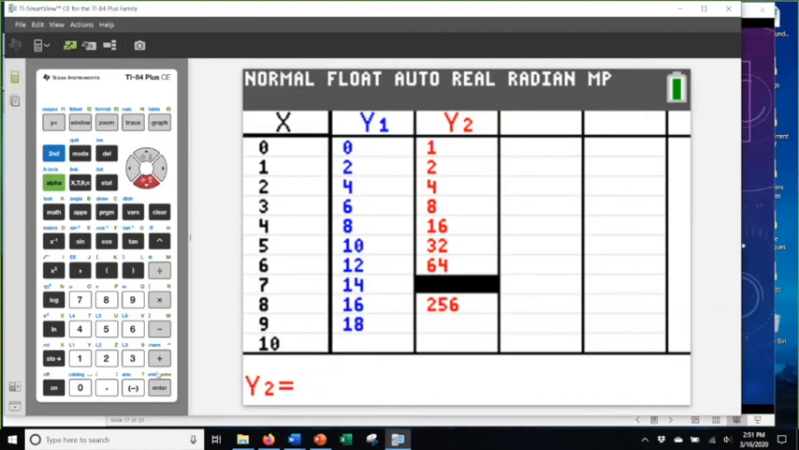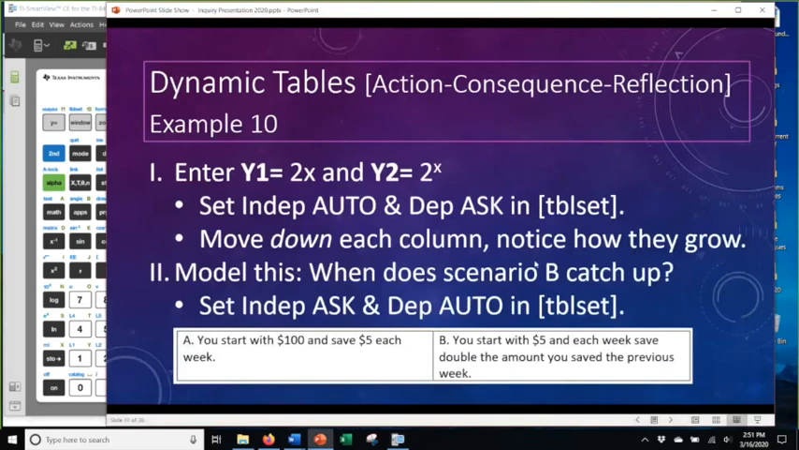Okay, the second part of this dynamic tables is you can also ask students to model when one scenario catches up with the other. In this case, we're going to set the independent to ask and the dependent to auto.